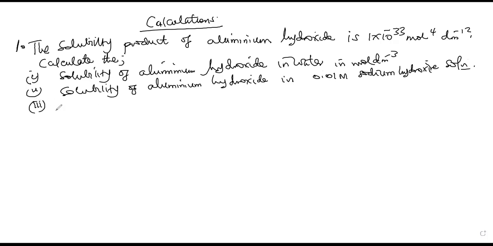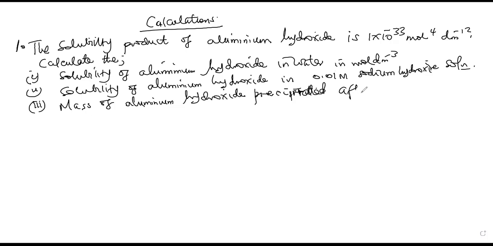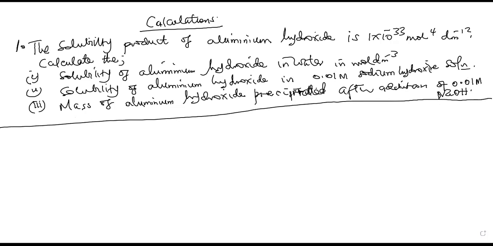Roman 3, mass of aluminum hydroxide precipitated after addition of 0.01 molar sodium hydroxide. That's the question that we are having. This is the challenge ahead of us.